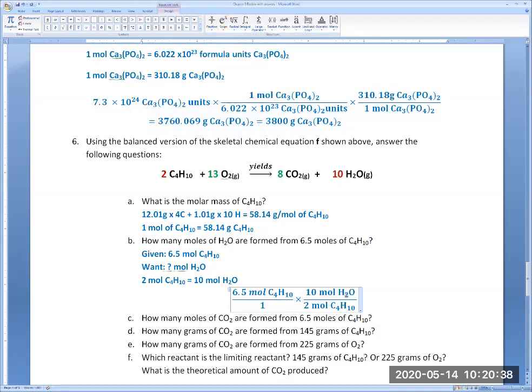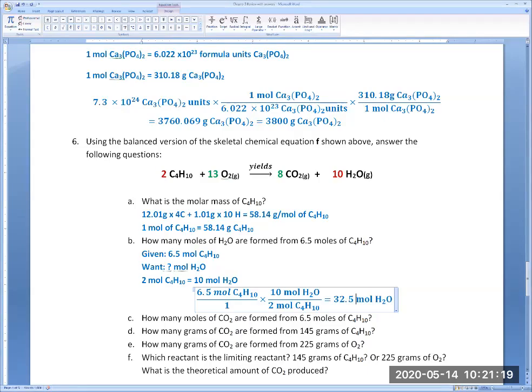Right. And so we see that the moles of C4H10 cancels this way, and we are left with just moles of H2O. So the unit will be moles of H2O. Now in the calculator, you do 6.5 times 10 divided by 2, and that's 32.5 moles of H2O, right?